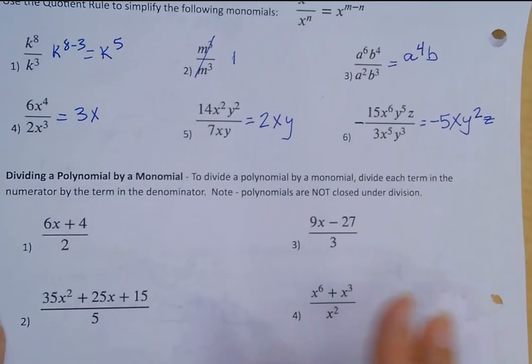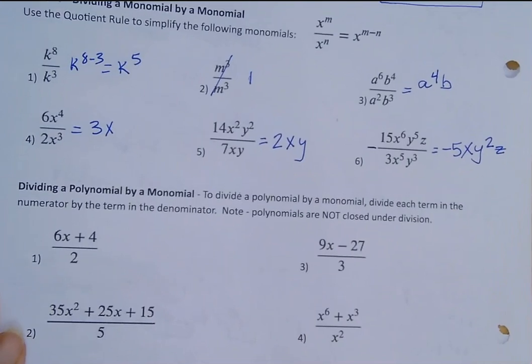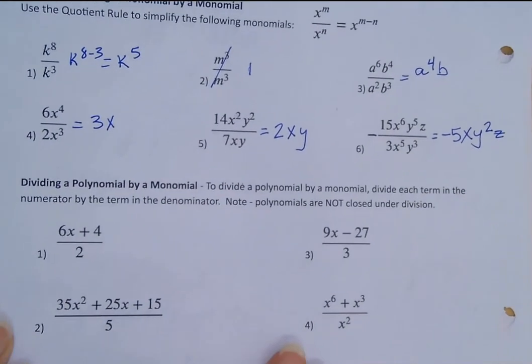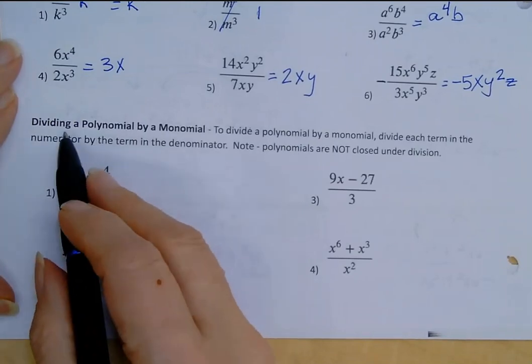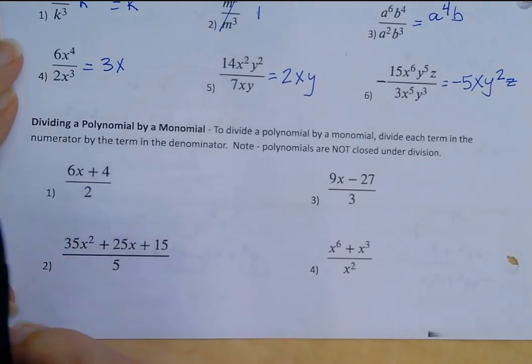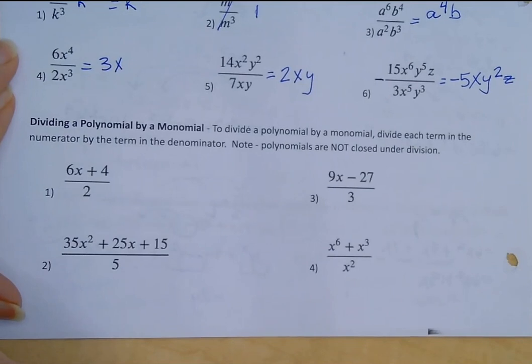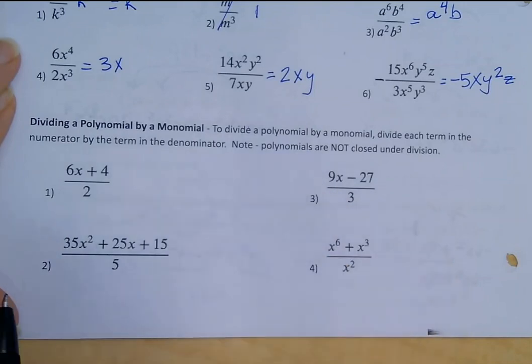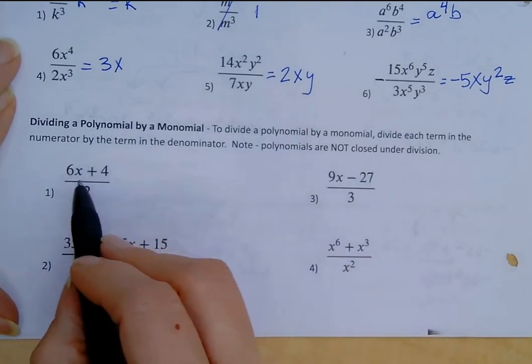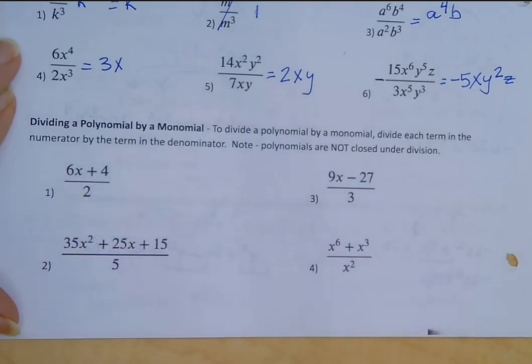All right. So that was just kind of dividing a monomial by a monomial, which we have done. Now, of course, there's more. So now I'm going to divide a polynomial. So it could be one or more terms. I'm going to divide a polynomial by a monomial. Okay, so to divide a polynomial by a monomial, we're going to divide each term in the numerator by the denominator.